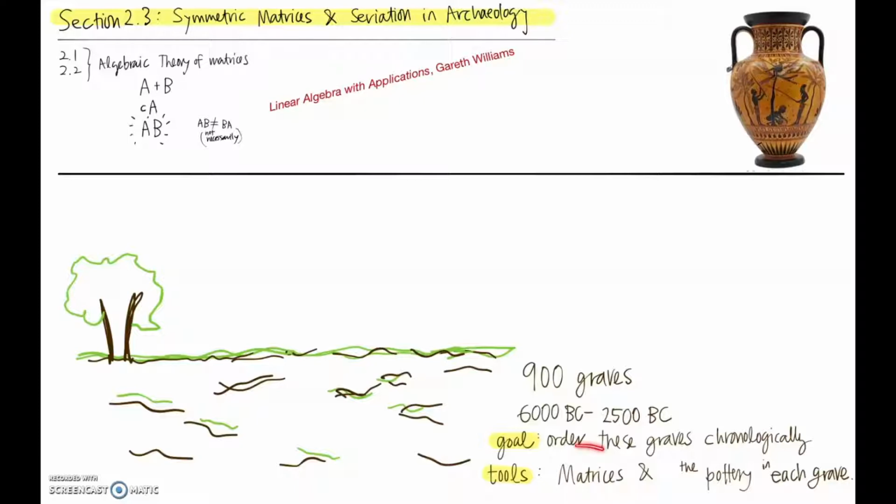And the magical thing is that matrices will take this data, and a few extra tools we're going to use, something called the transpose of a matrix, which we'll see in a minute. The information and the results just almost fall out of the matrices and give us so much ordered data that we can get a good guess as to the order of these 900 graves.